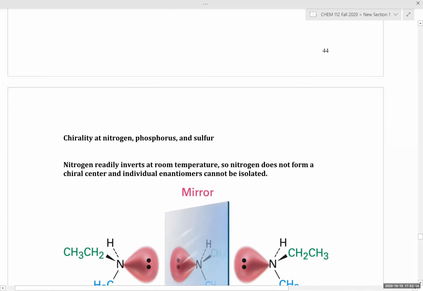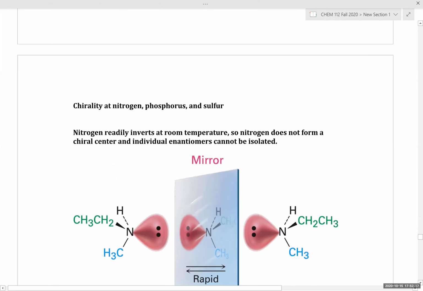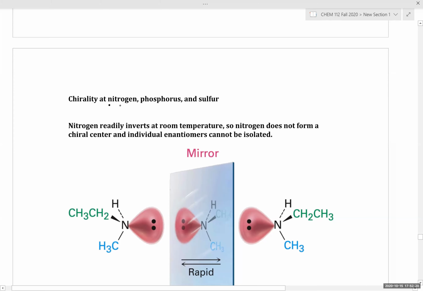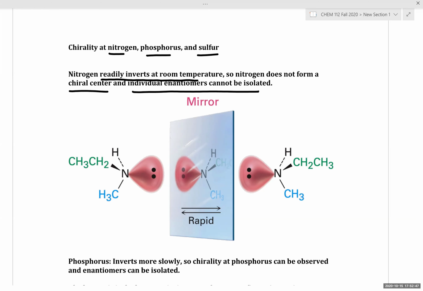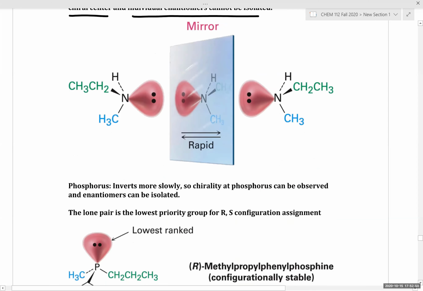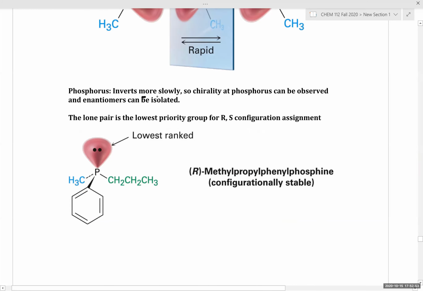Okay, so let's talk a little bit about chirality at other centers: chirality at nitrogen, phosphorus, and sulfur. Now, with nitrogen, there's a bit of an issue. Nitrogen can readily invert at room temperature. So nitrogen does not form a chiral center at room temperature, and we can't isolate individual enantiomers. What's really interesting is that phosphorus inverts more slowly, so chirality at phosphorus can be observed.